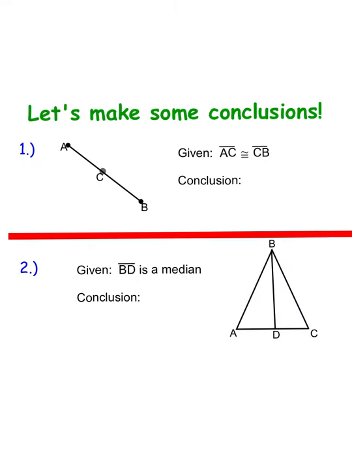So, after reviewing those vocabulary words, let's learn about how to make some valid conclusions. If I am given that AC, meaning this part here, is congruent to CB, this part here, what conclusion can I say? My conclusion would be that C is the midpoint.